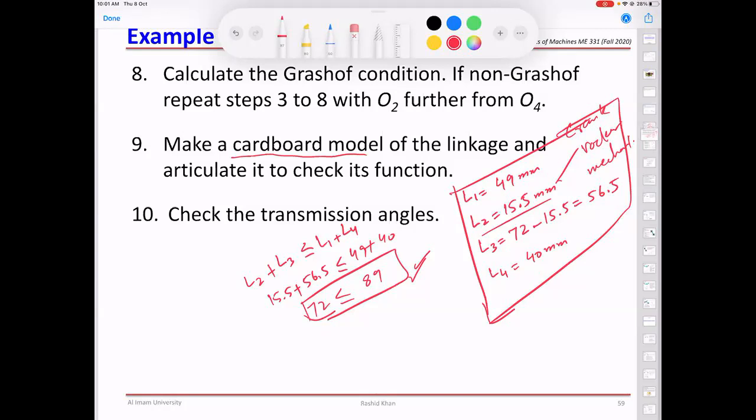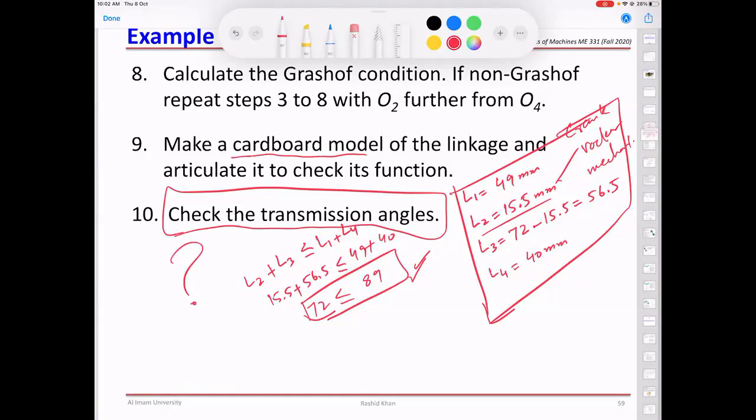The last point is check the transmission angle. Okay, how can we check the transmission angle here? This is the question here. First, how can we check the transmission angle, and second question is why do we need to check the transmission angle. Okay, can anyone tell me how we can?